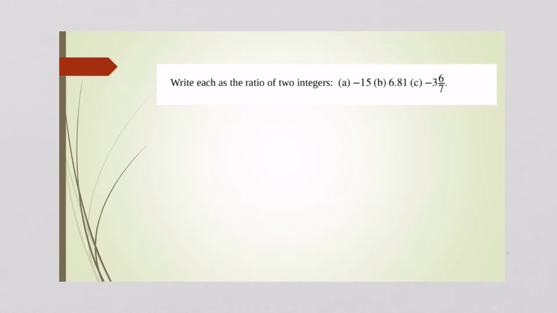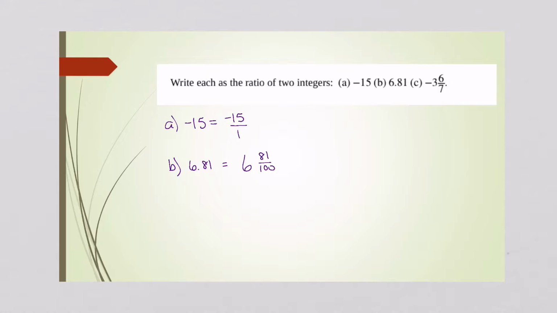Okay, on this page it says write each as the ratio of two integers. Well, it really is just as simple as negative 15 can be written as a ratio of two integers by simply placing negative 15 over 1. That's all you have to do to this. On part B, you have 6.81.